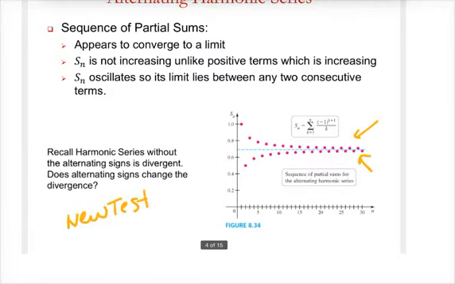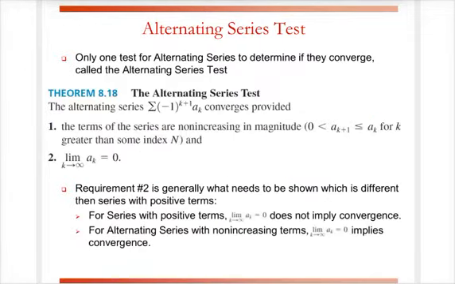We need to look at a new test for alternating series. The new test is really something that we've been working with, but we have to be careful. It's called the alternating series test, and we have to satisfy two things. The first is the terms of the sequence have to be non-increasing in magnitude. Magnitude meaning absolute value, right? So it has to be a decreasing series.